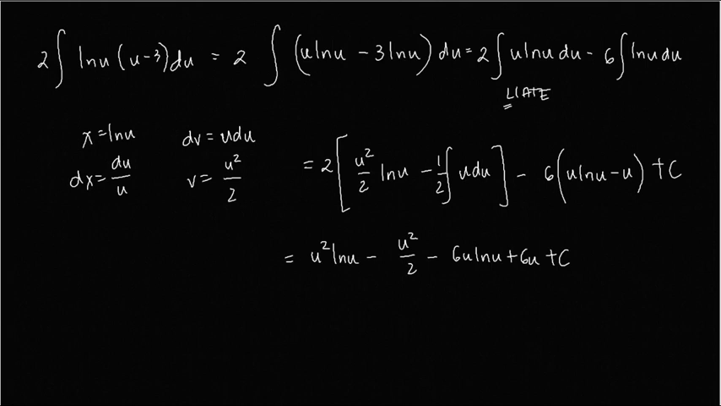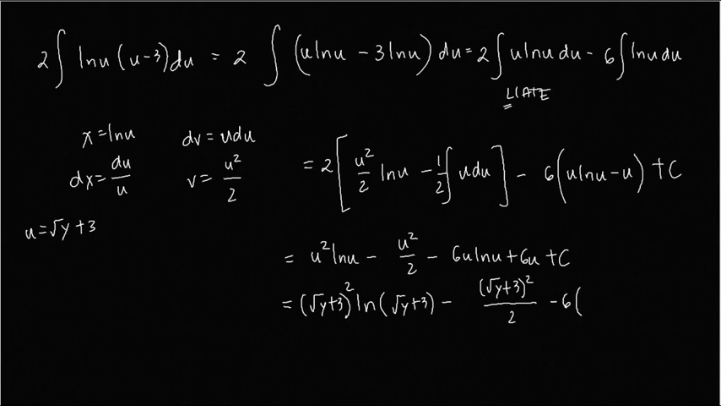And then going back to the original variable na u is equal to the square root of y plus 3. So, we have here what? Square root of y plus 3 ln of, or rather this is squared, no? ln of the square root of y plus 3 minus square root of y plus 3 squared all over 2 minus 6 square root of y plus 3 ln of square root of y plus 3 plus 6 square root of y plus 3 plus c.